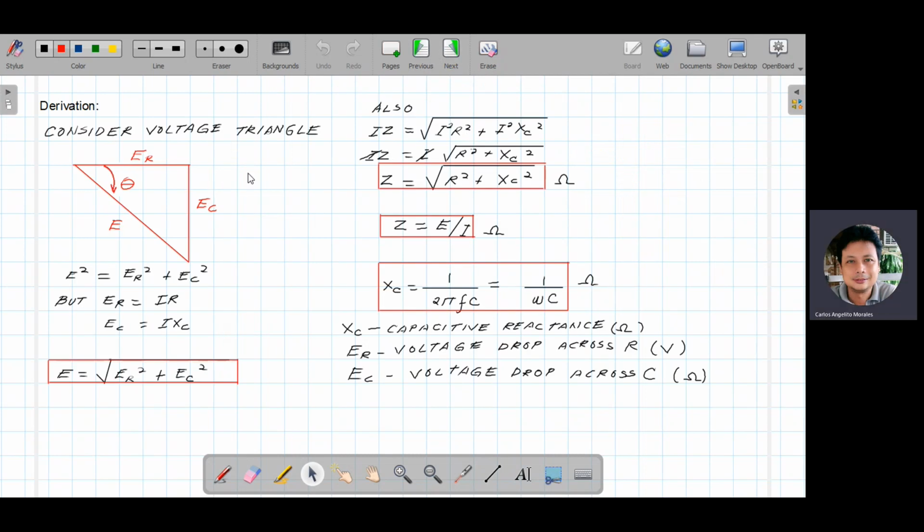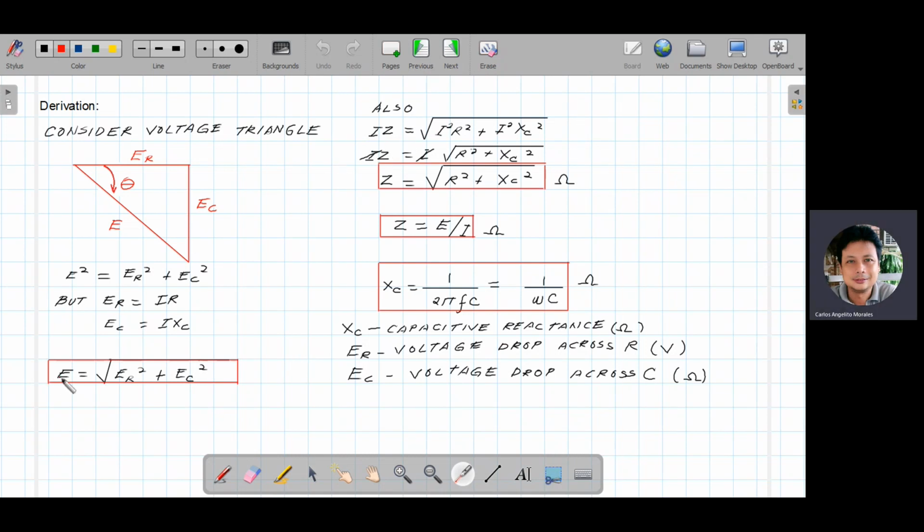Derivation, consider the voltage triangle. Ito yung voltage triangle natin. Ganyan na magiging itsura niya kasi nauuna nga yung current sa voltage. So, E squared ay equals to ER squared plus yung tinatawag natin na EC squared. But ER is equals to IR, EC is equals to IXC. So, E is equal to the square root of ER squared plus EC squared, yung general formula ng voltage triangle.